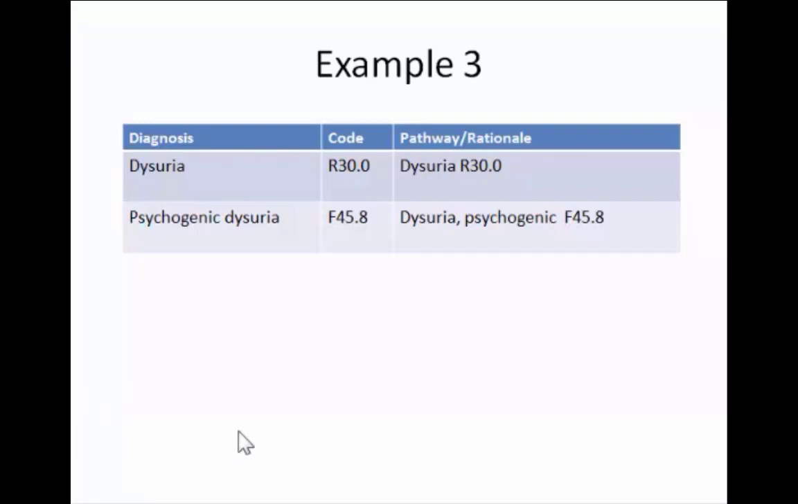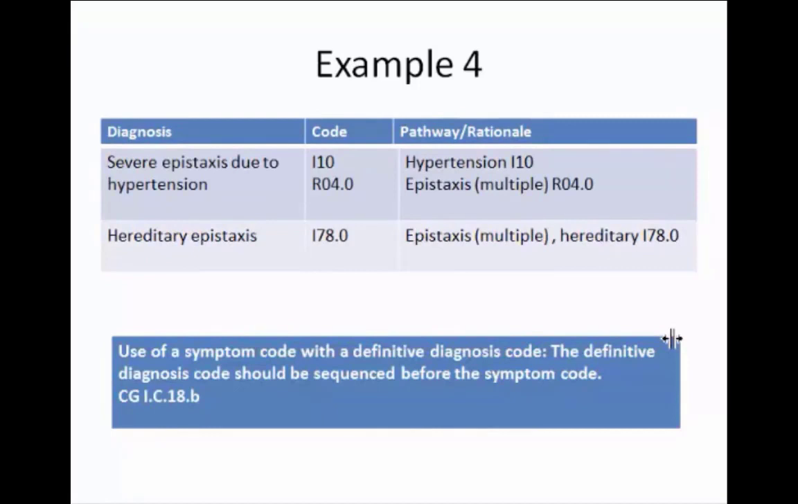So always be sure you're reading your diagnostic statement carefully. Here is a case of epistaxis, where the epistaxis is a symptom, in this case of someone with hypertension. It's coded separately because it's not an integral component. Not everybody that has hypertension has nosebleeds. So we do code it as a symptom along with the hypertension. But if we were looking for the description of a hereditary epistaxis, then we would have a totally different code, I78.0.